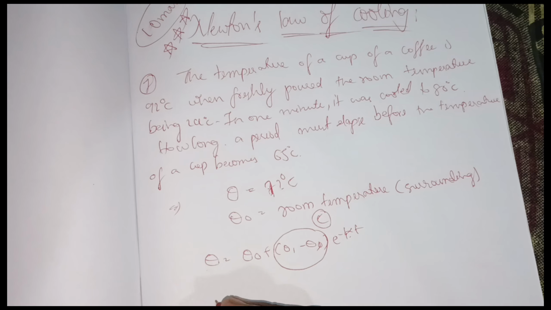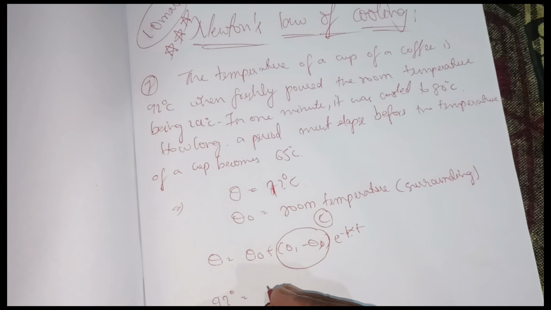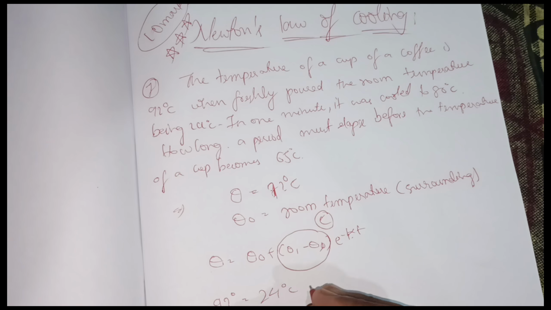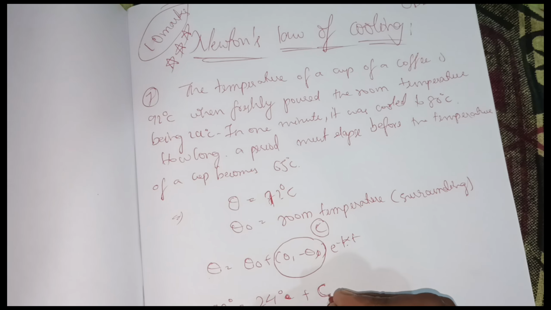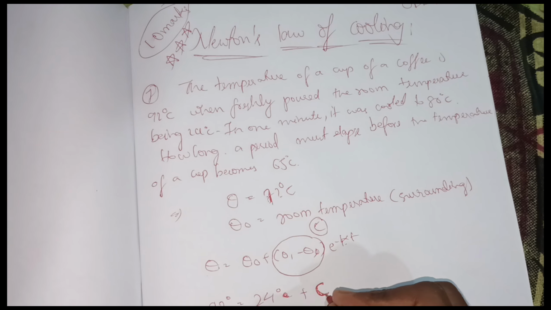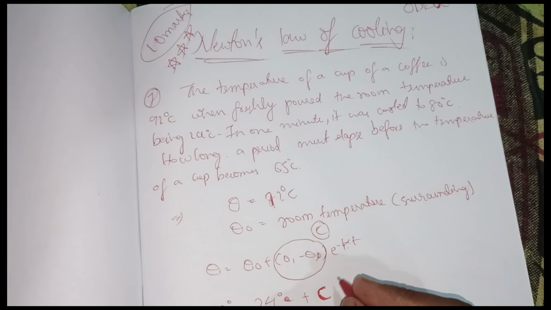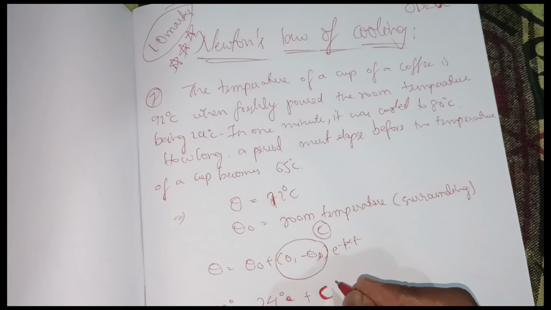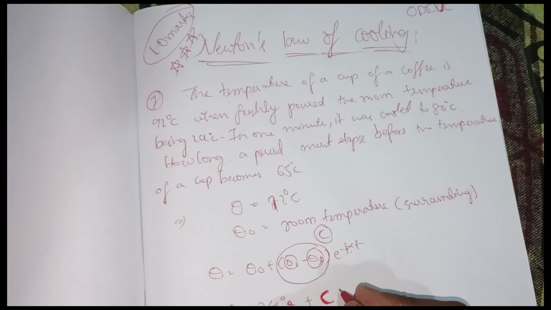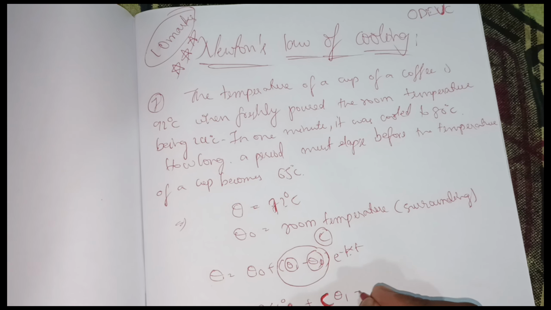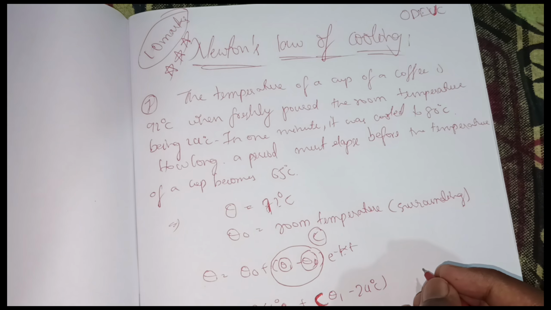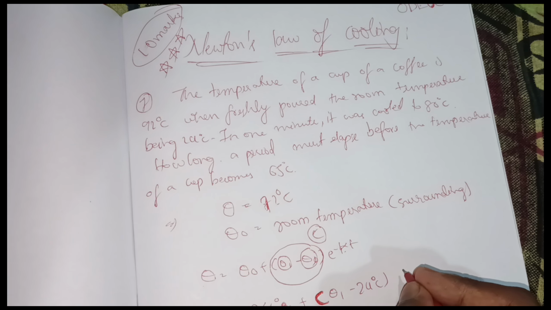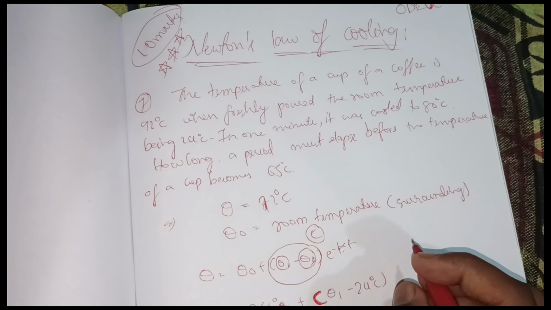So theta equal to what here? 92 degrees centigrade. 92 equal to theta naught, theta naught equal to 24 degrees centigrade, plus C. C is nothing known. So next, theta minus theta naught, theta 1 is not known, so we will directly find it out. Theta naught here, theta 1 minus 24 degrees centigrade into e power minus kt. What is e power minus kt here?